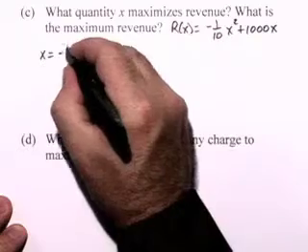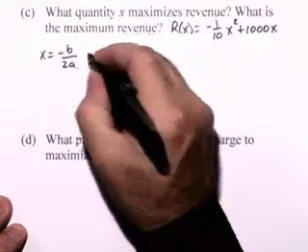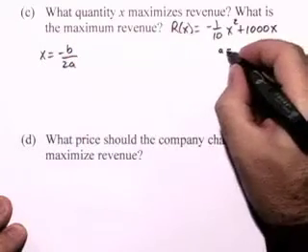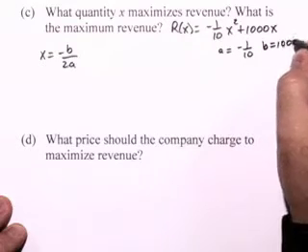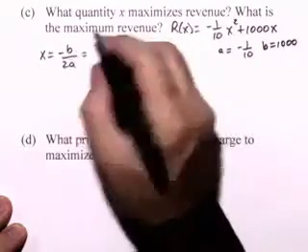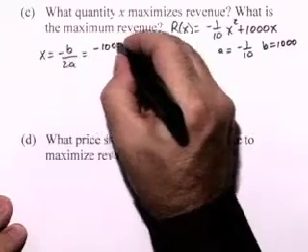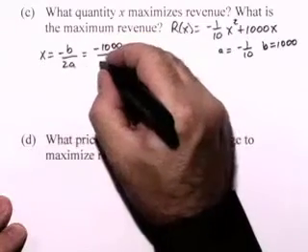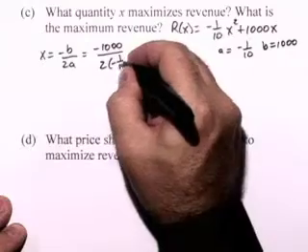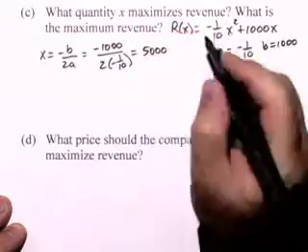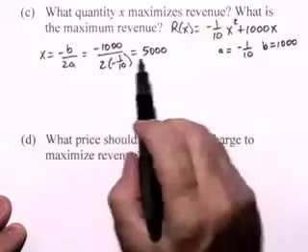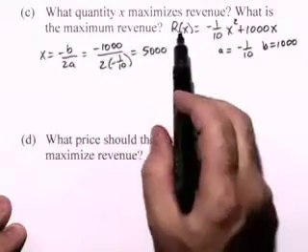The X coordinate is given by negative B over 2A. We can identify that A is negative 1/10 and B is 1,000. We'll have negative 1,000 divided by 2 times negative 1/10, which gives us an X value of 5,000. So the quantity X equal to 5,000 will maximize the revenue.